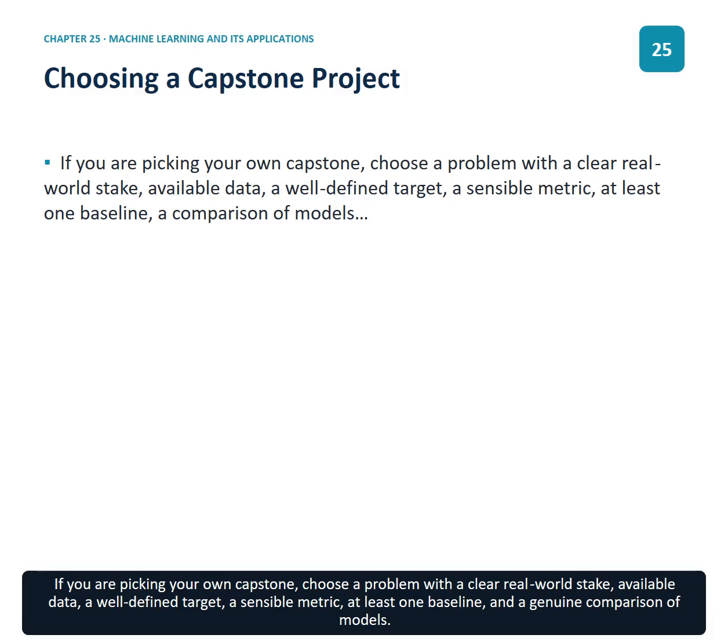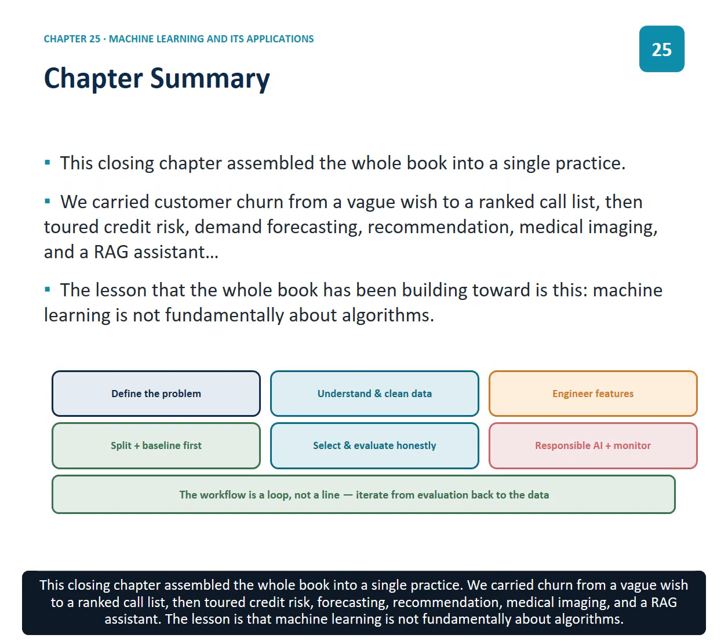If you are picking your own capstone, choose a problem with a clear, real-world stake, available data, a well-defined target, a sensible metric, at least one baseline, and a genuine comparison of models. This closing chapter assembled the whole book into a single practice. We carried churn from a vague wish to a ranked call list, then toured credit risk, forecasting, recommendation, medical imaging, and a RAG assistant. The lesson is that machine learning is not fundamentally about algorithms.